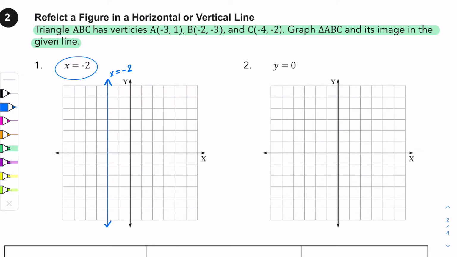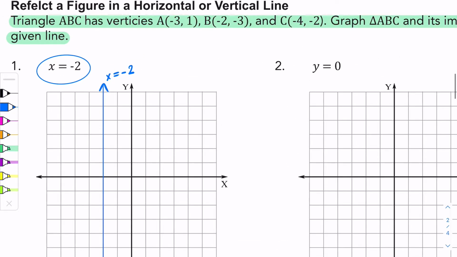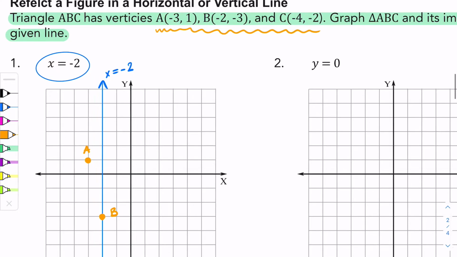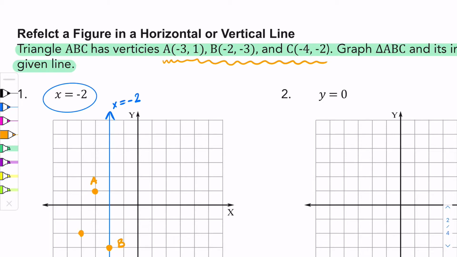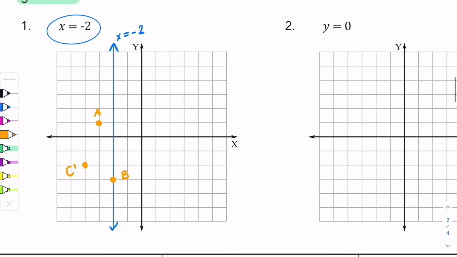Point A, we need to graph, so we're graphing all 3 of these points for the triangle. Point A is located at -3, 1. B is located at -2, -3. And C is located at -4, -2. I'm going to connect these points for my triangle.